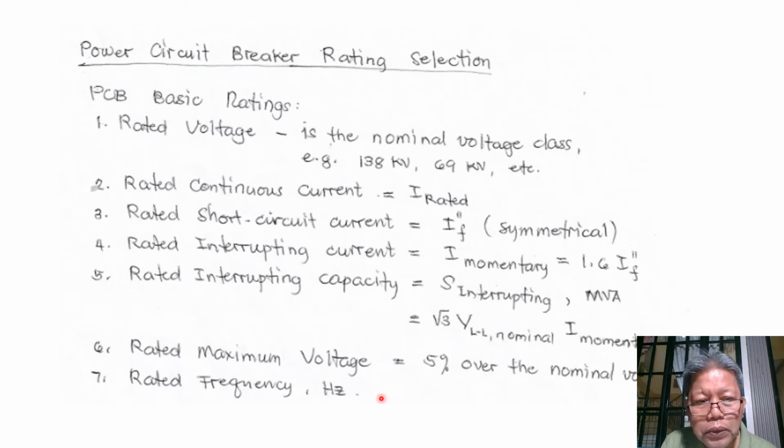And then the next one is the rated maximum voltage. The maximum voltage would be 5% over its nominal voltage. So whatever is the voltage rating of our power circuit breaker, we just add 5% of that. That will make the rated maximum voltage. And of course, the rated frequency should also be specified. So these are the most important ratings that we should specify to our power circuit breaker.